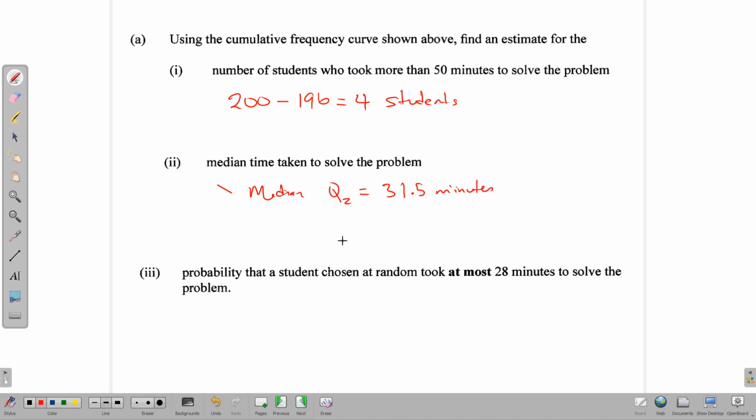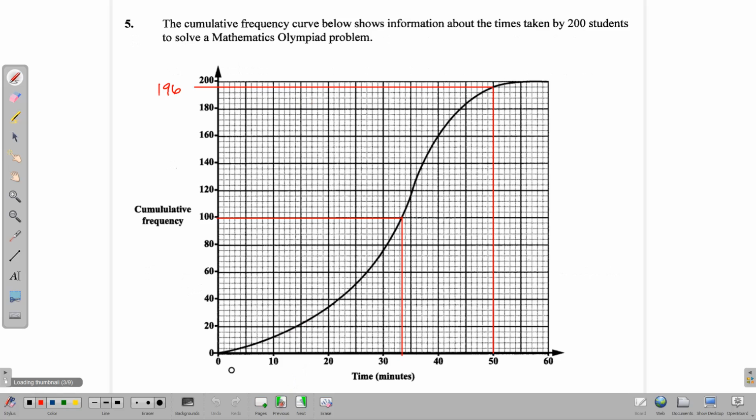And then the probability that a student chosen took at most 28 minutes, which means 28 minutes or less. Now, how many students took at most that? Let's go to our graph and go to 28. This is 30, so this would be 28 here. Let's put a straight line there and go up to our curve right there. Then go across, and there you see that that number is 64.